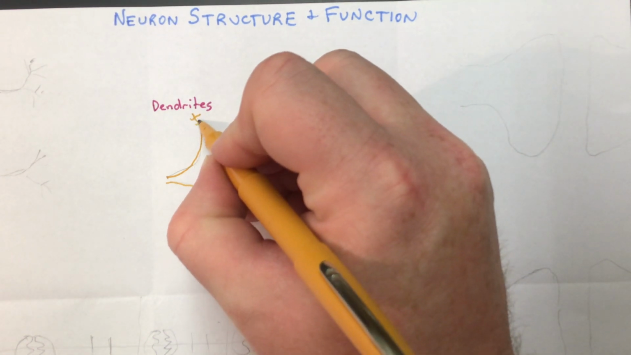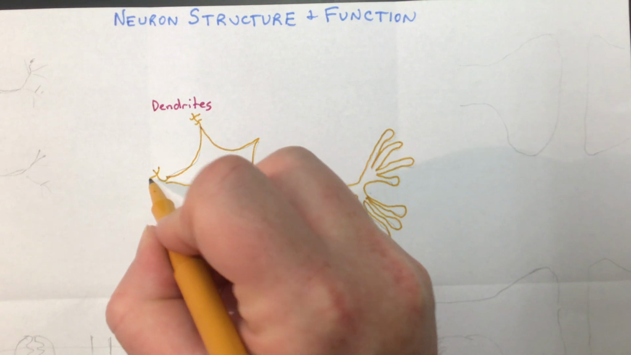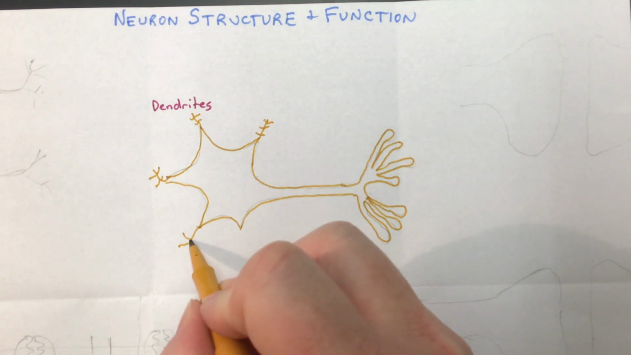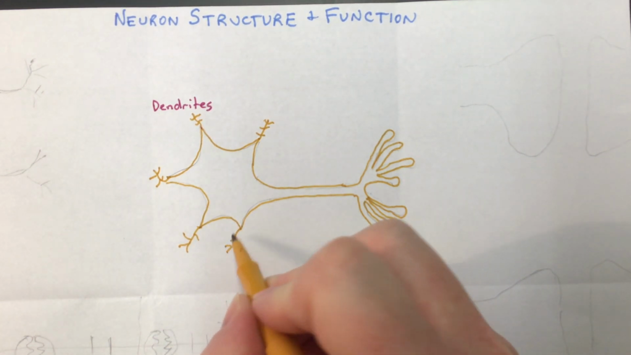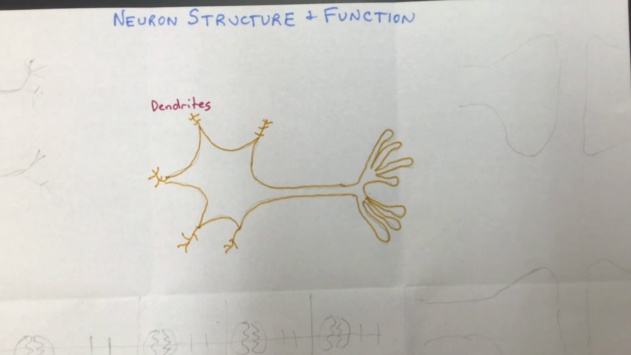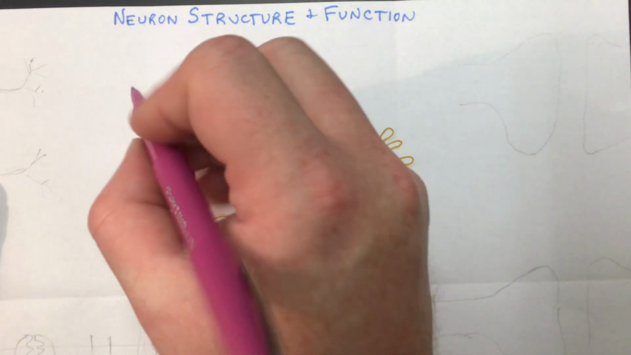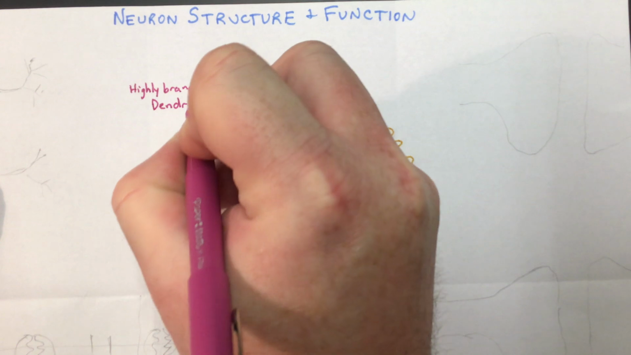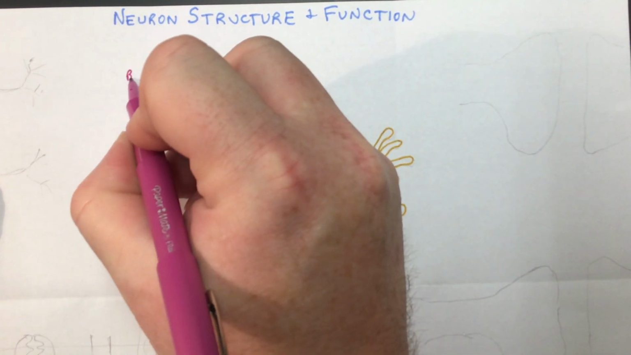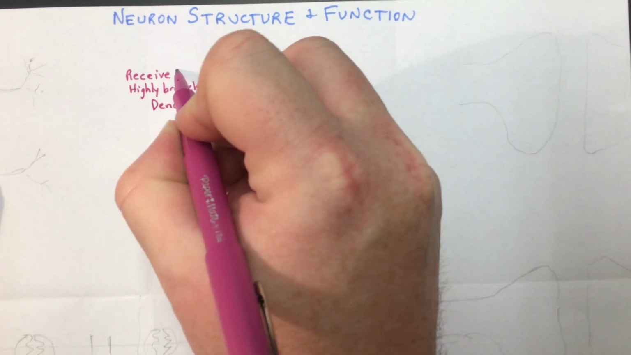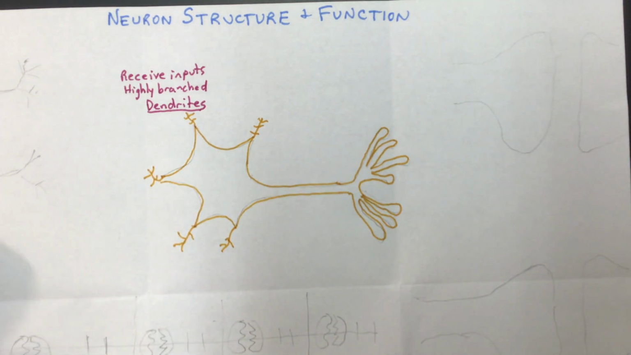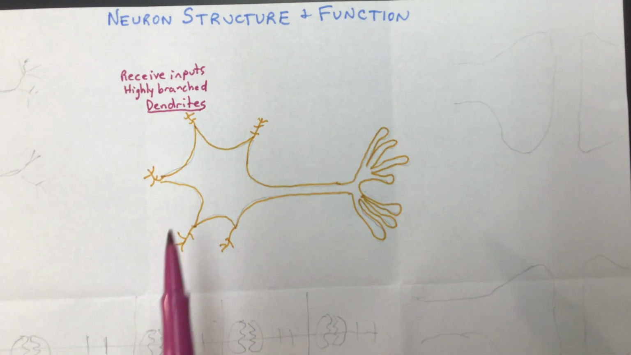So dendrites are these branched structures that come off of one end of the neuron. And you can see that there's a bunch of branches here. So dendrites are highly branched, and dendrites receive inputs. So by having all of those branches, this neuron can touch a bunch of different cells and receive all of those inputs at the same time.